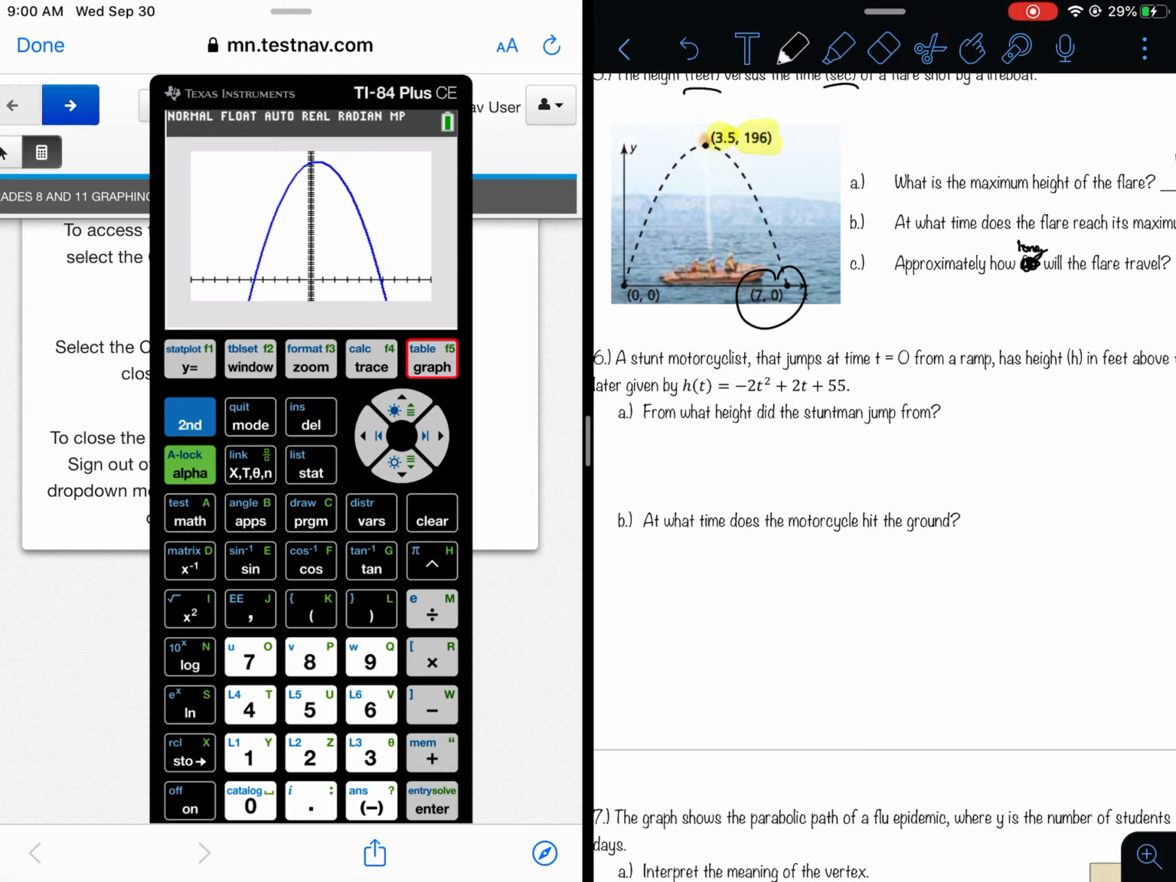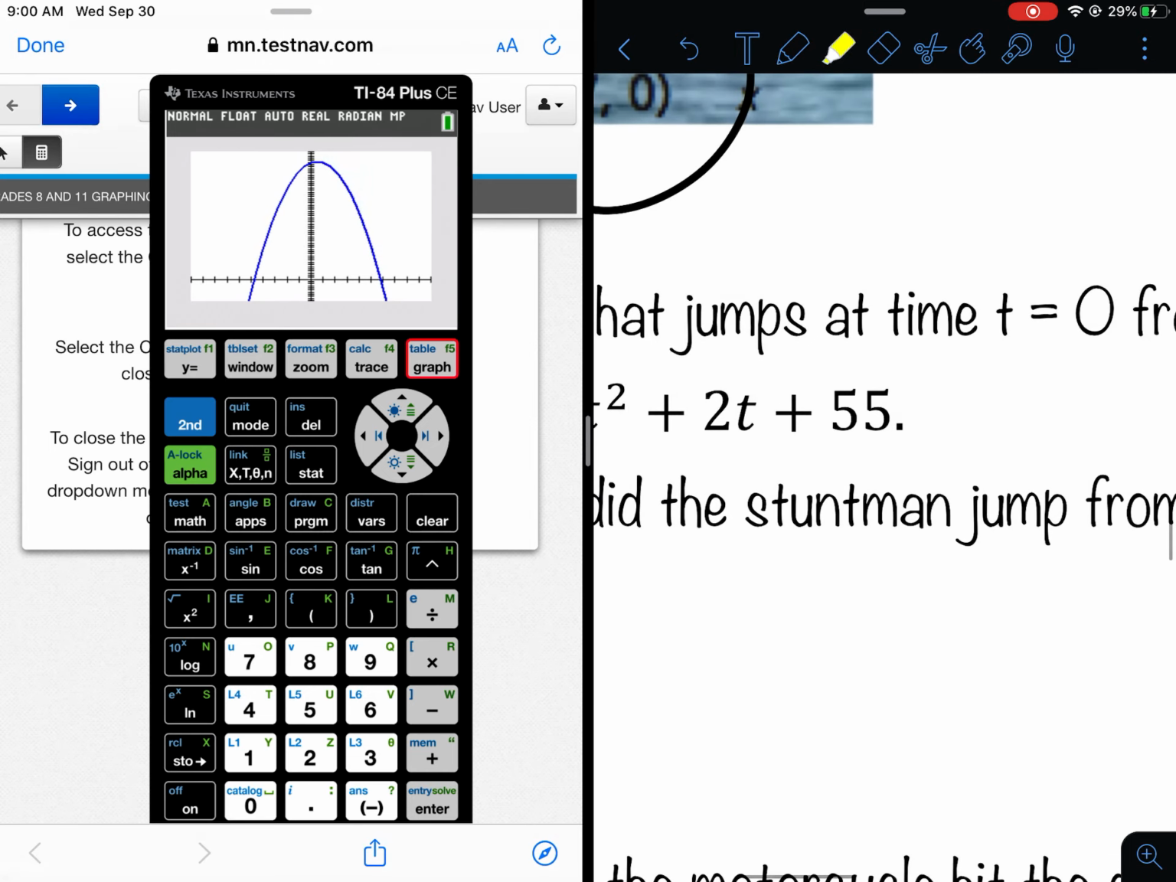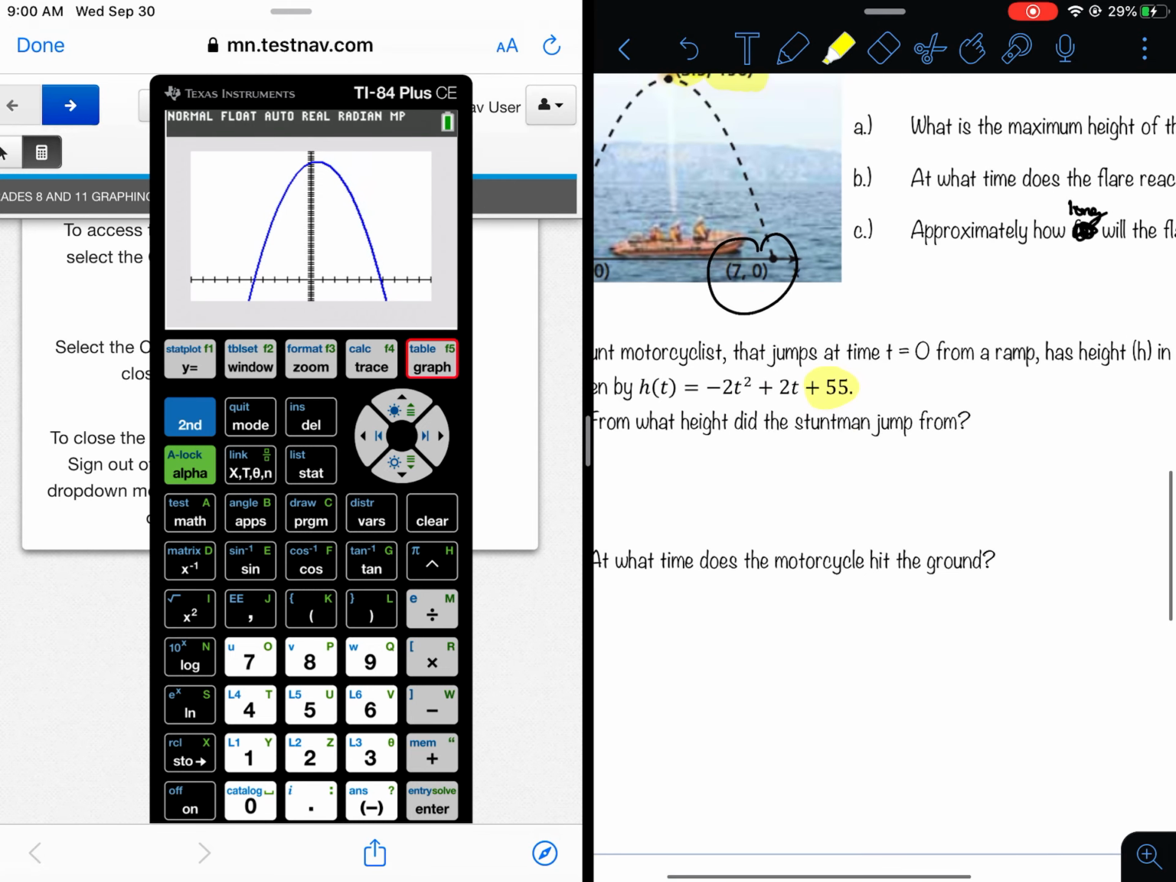So now that I can see the whole graph, let's find all the information that they want. So the first thing it says is, what height did the stuntman jump from? Well, you have to understand what it's all talking about here. Where he jumps from is where he's going to be starting his jump. So the starting point will reference the y-intercept. Because the y-intercept is 55, that essentially is going to represent where he left the ramp. So the height that he jumped from would have been 55 feet.